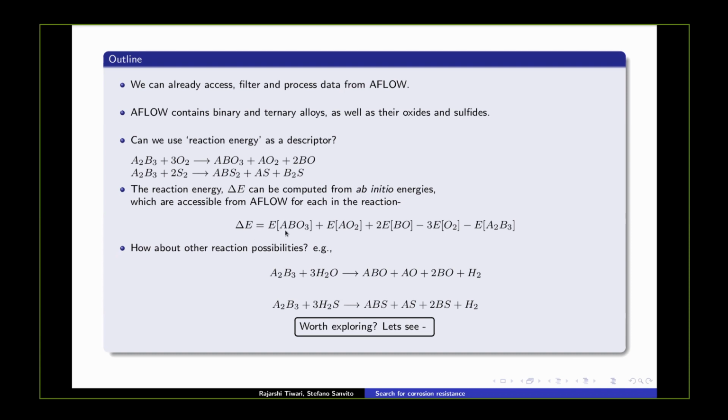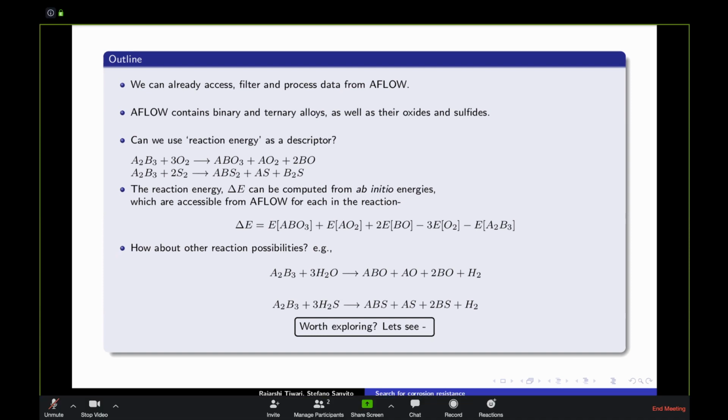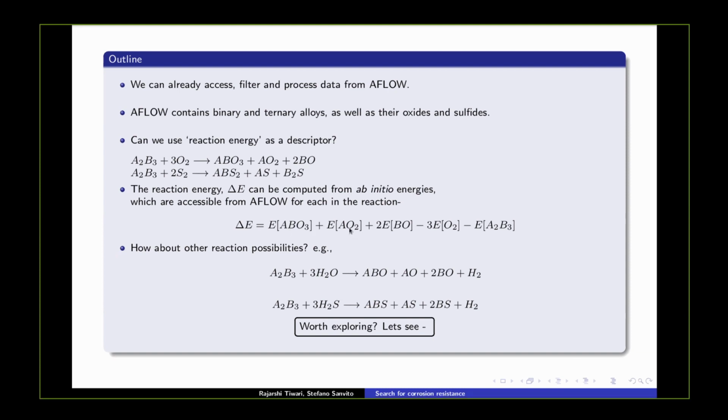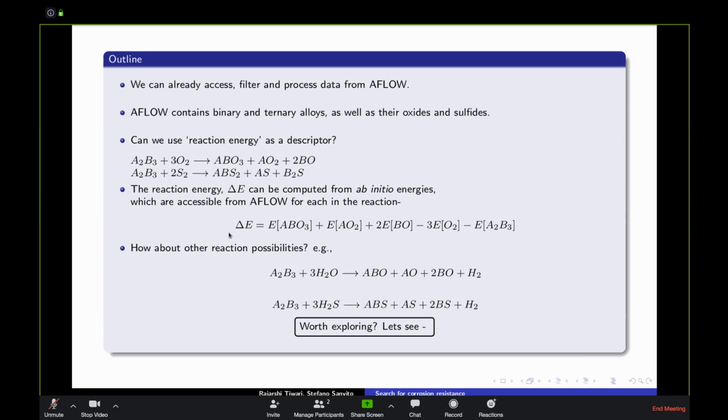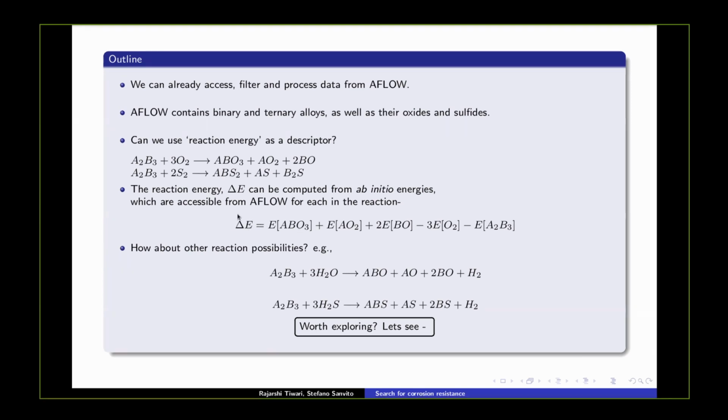The point is, all of this data is potentially available on AFlow. It's just that now we also have to, for a given pair of binaries, search for all possible binary and elemental oxides. And once we know their DFT energy, we can calculate a reaction energy estimate of this. The same thing we can also do for, let's say, a reaction against H2O, which is the water molecule, and H2S, which is dihydrogen sulfide.